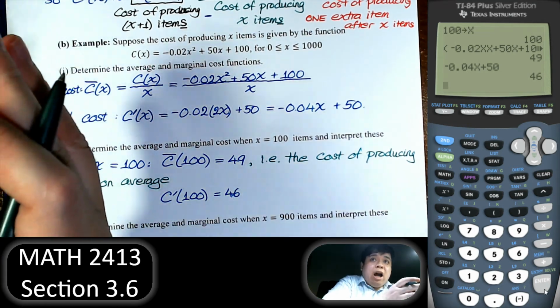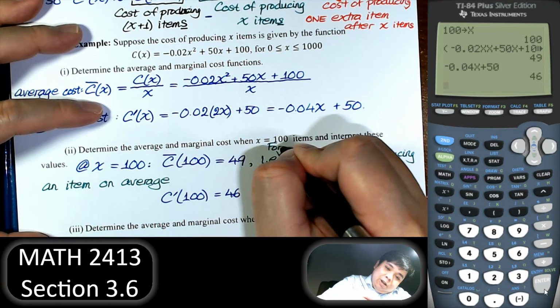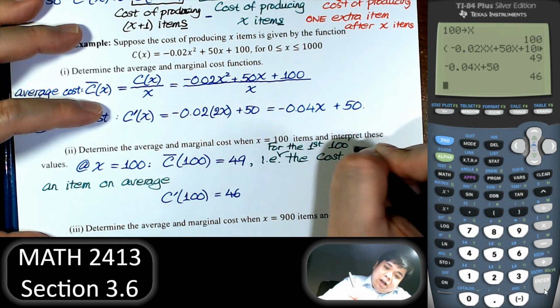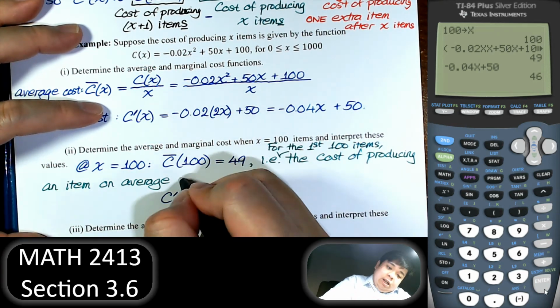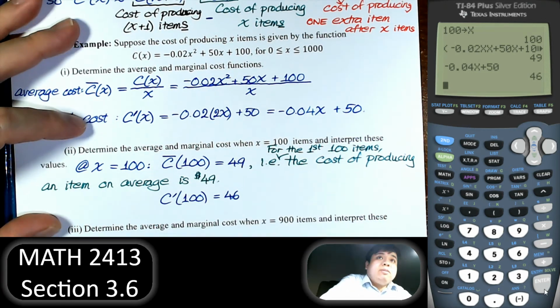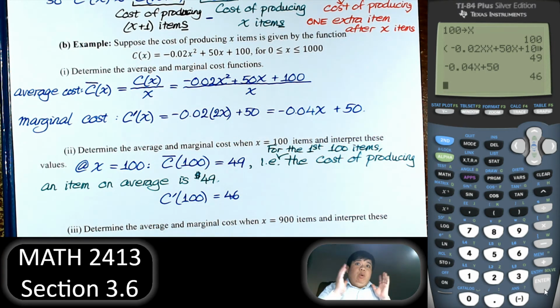So for the first 100 items, I should write that too. For the first 100 items, the cost of producing an item on average is 49. Once again, let's say the unit is dollars. So for the first 100 items, the cost is about $49 each. And when we have $46, what does that mean? That means after we produce 100, the next one is going to cost $46.